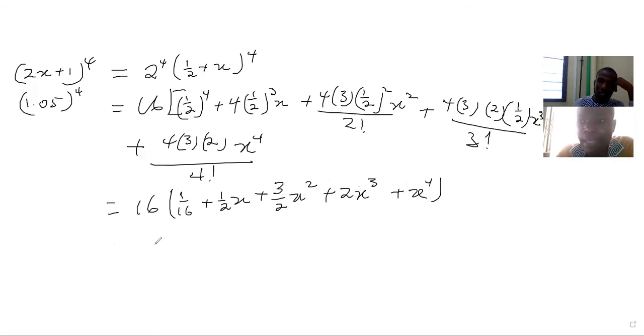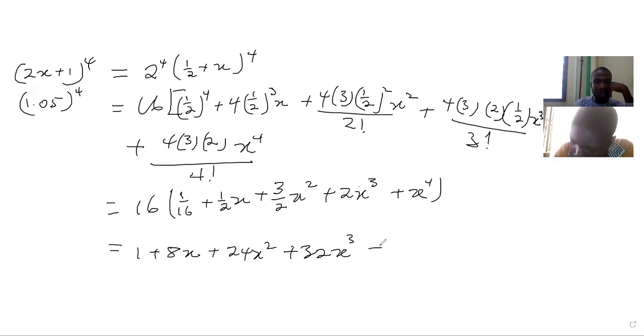Now we use this. This is what I had. So this is what you have. Then from here, did you open the bracket first, or did you go ahead and multiply? I multiplied everything here by 16. Okay. So if you open the bracket first, then you are going to have 1 plus 8x plus 24x squared plus 32x cubed plus 16x to the power 4.